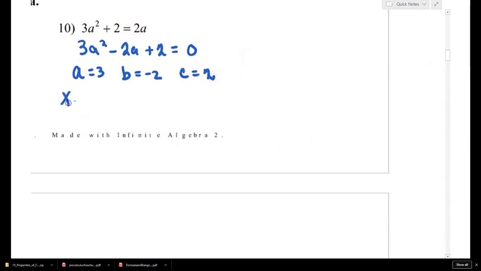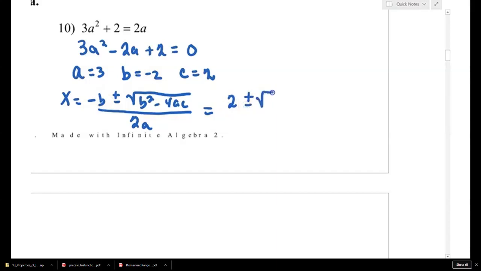So now the formula is negative b plus or minus the square root of b squared minus 4 times ac, divided by 2a. The value of b is negative 2, but there's a negative in front. So a negative and a negative becomes positive 2, plus or minus the square root. b is negative 2, negative 2 squared, minus 4. a is going to be 3, and then c is 2.